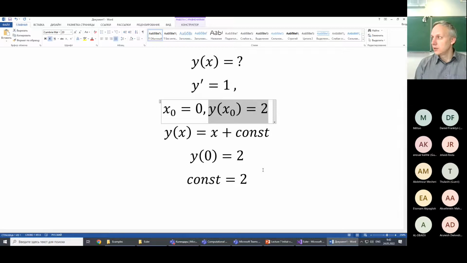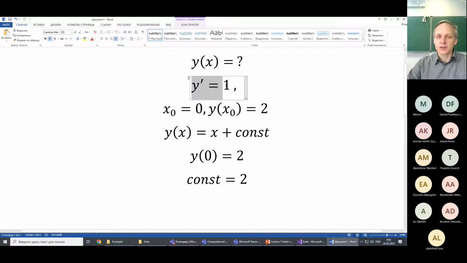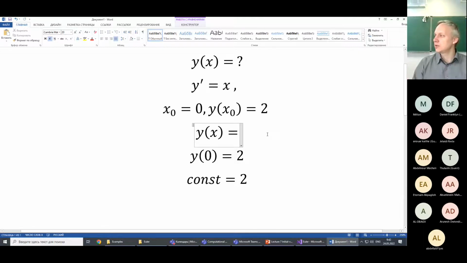Well, let's consider another example. We started from the very simple example. Let's consider an example that is a little bit harder. Y prime equals x. First question, what is the general solution to this problem? Y prime equals x. What is y of x?